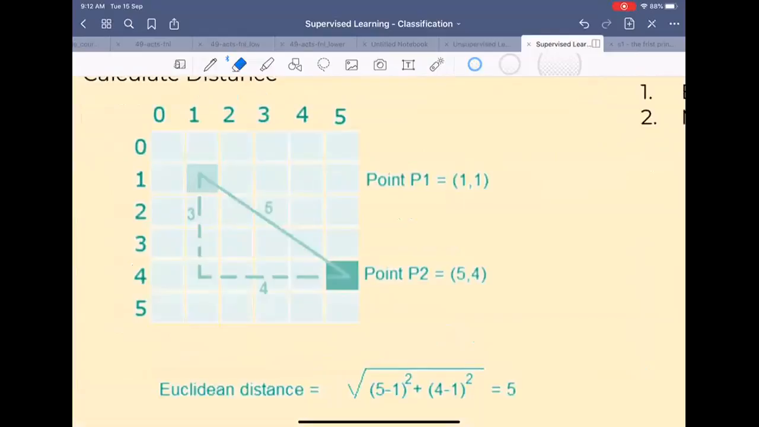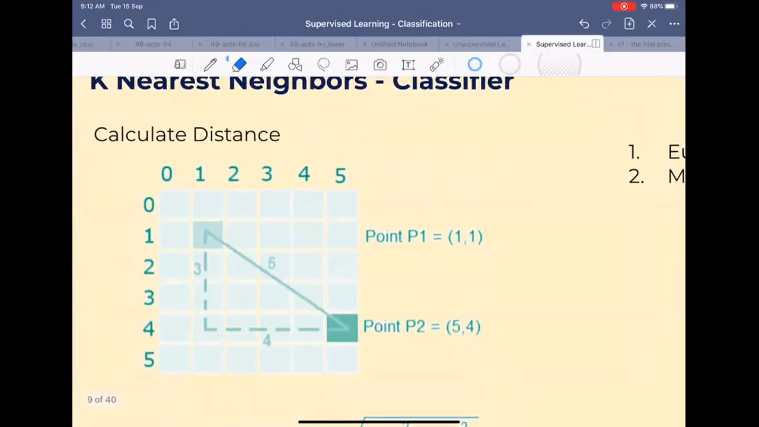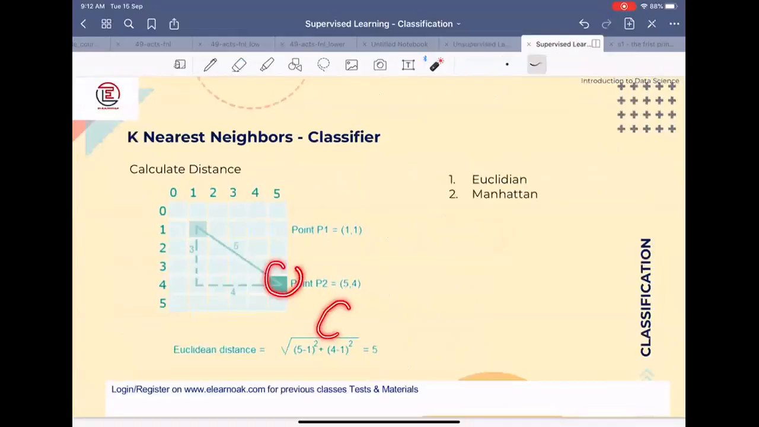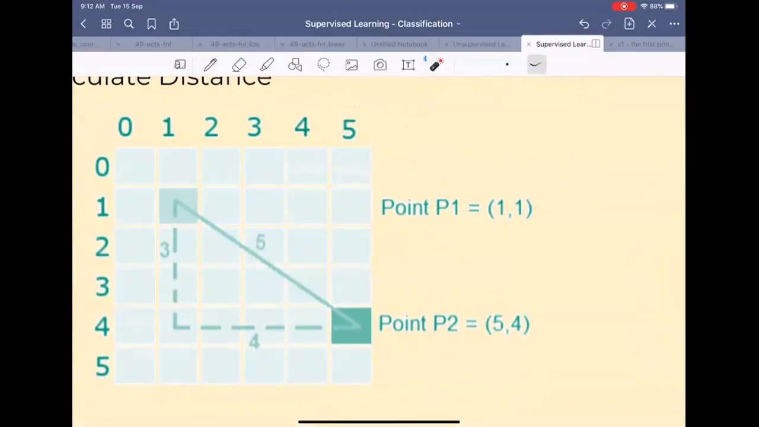Let me show you two points. Point one, okay, let me hide the answer. Point one is at 1, 1, which is here, and this is 5, 4. And what is the distance between them? So if we are doing Euclidean distance, we will say the distance between them is this line. Okay. Now, we all know Pythagoras theorem. We all know distance formula. Evaluating this is very easy.